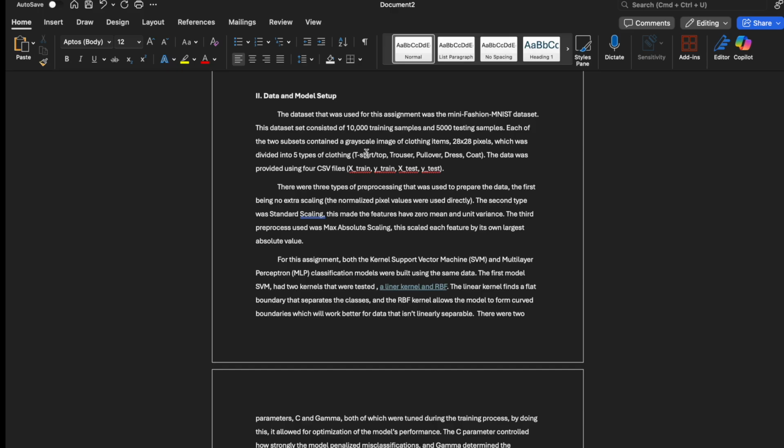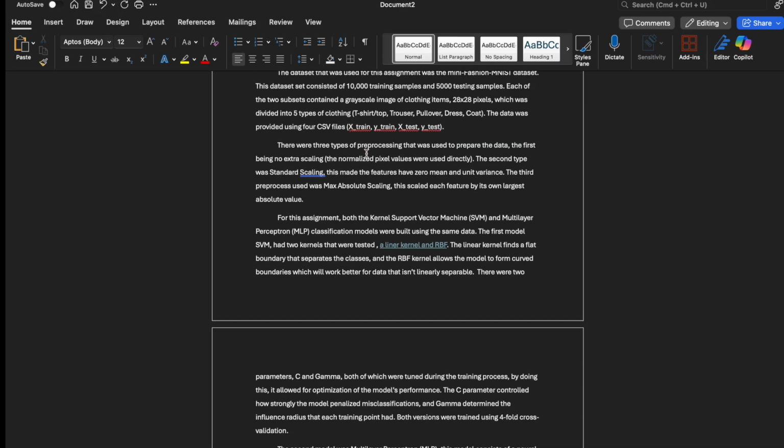The data that we used for this assignment, like I said, was the mini fashion data set. The README file says all this, but I'm going to say it anyways. There were 10,000 training samples and 5,000 testing samples, and they each had a grayscale image, 28 by 28 pixels, divided into five types of clothing: t-shirt, trousers, pullover, dress, coat. All of this was provided using four CSV files: X train, Y train, X test, Y test. This is pretty standard throughout all of the homework assignments, so it's nothing new here.